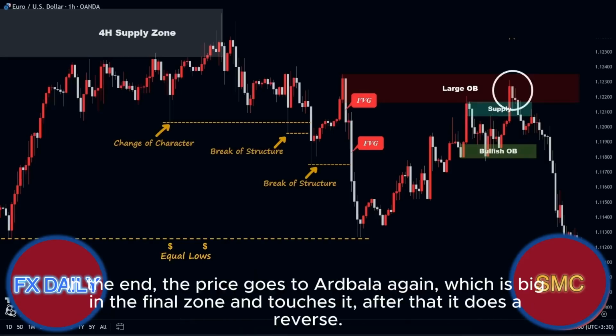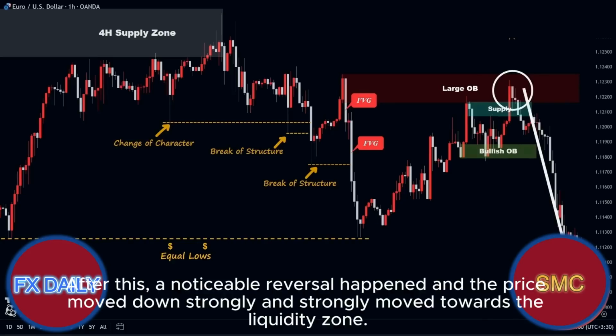In the end, the price goes up again to the big order block in the final zone and touches it. After that it does a reversal. After this, a noticeable reversal happened and the price moved down strongly towards the liquidity zone.